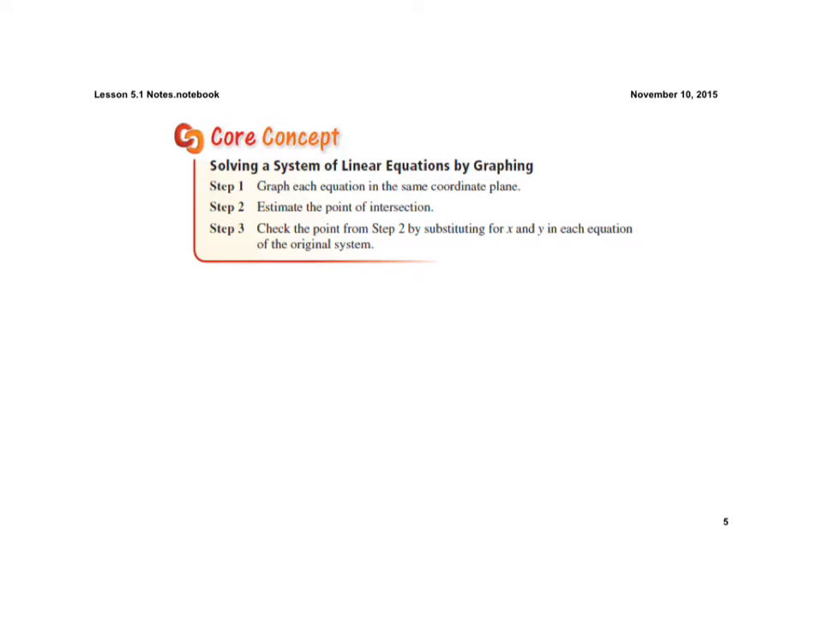Now, the core concept here is to solve a system of linear equations by graphing. So the first step you'll do is you'll graph the equation on the coordinate plane. Then you're going to estimate the point of intersection and then check by substituting into the two equations.